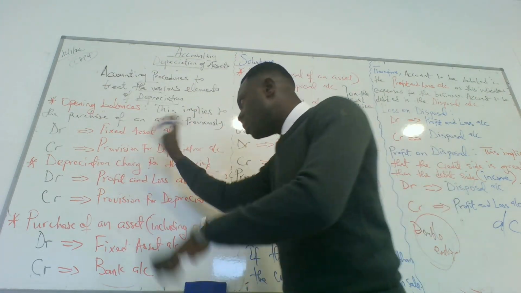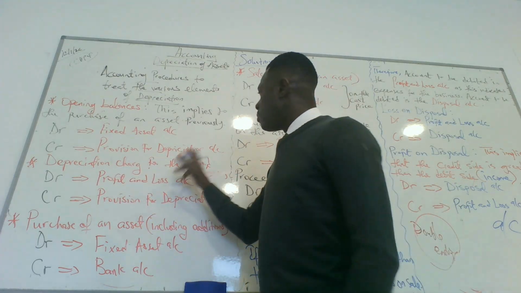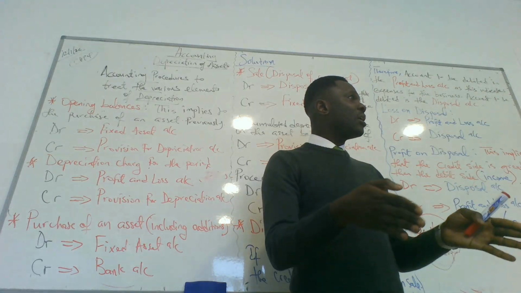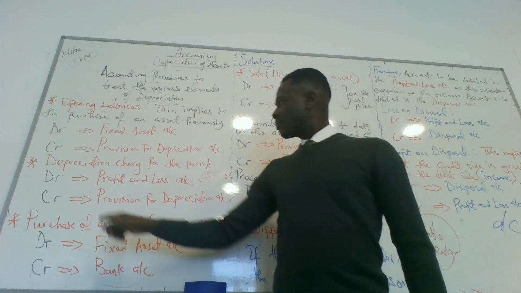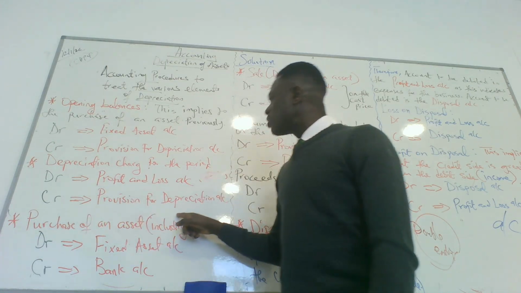So I didn't put E. Let's assume I did not put E. Depreciation charge for the period will be known. So when we're charging depreciation, for this accounting here, we need to charge depreciation. The profit and loss account will be debited, and the provision for depreciation will be credited.